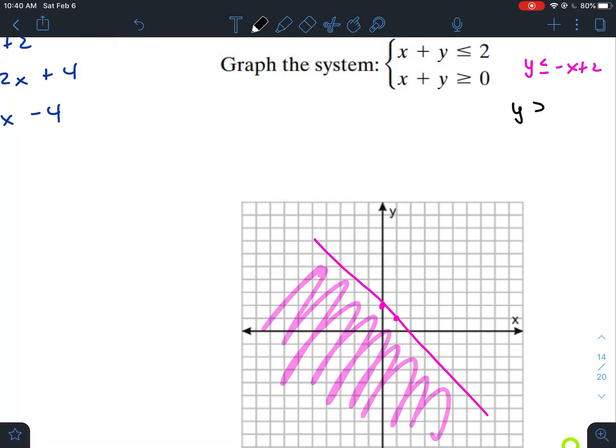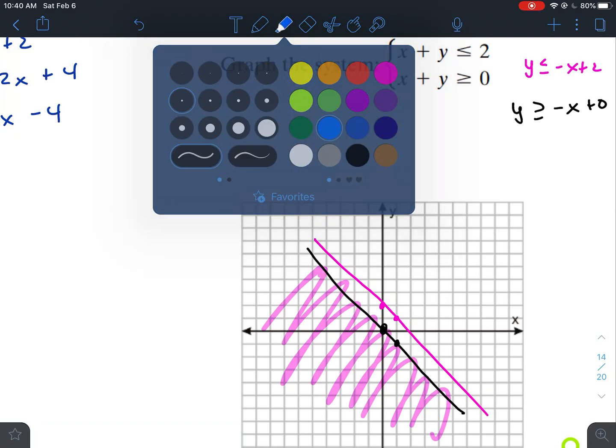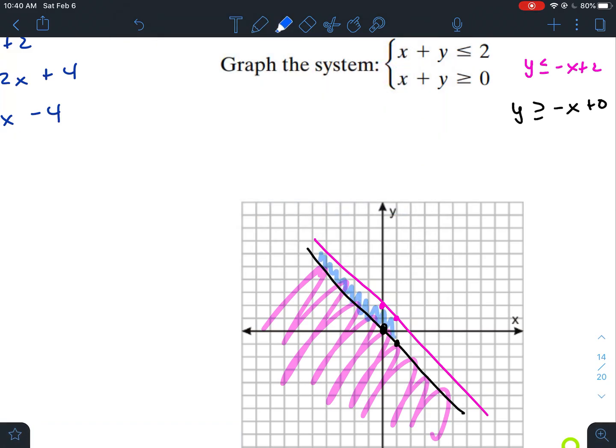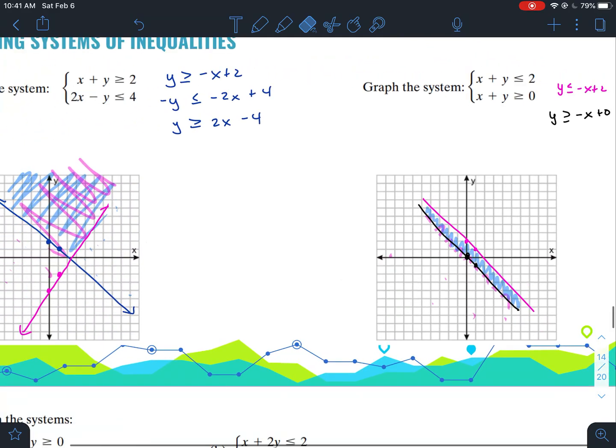And then on the next one, y is greater than or equal to negative x plus 0. So we would start at 0, and then we would go down 1 over 1. And again, it's going to be a solid line. Notice these two lines are parallel, and y is greater than, so we would shade above it. So my solution is going to be in between those two lines. So it's that single slice between those two lines would be my solution.